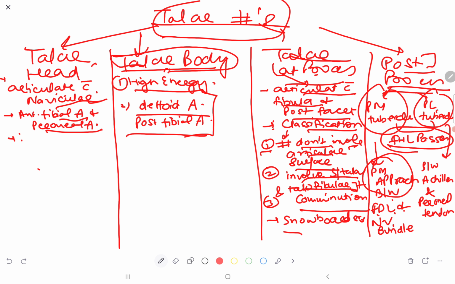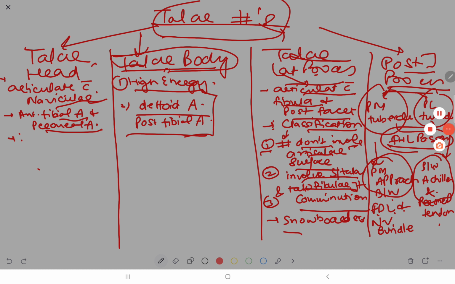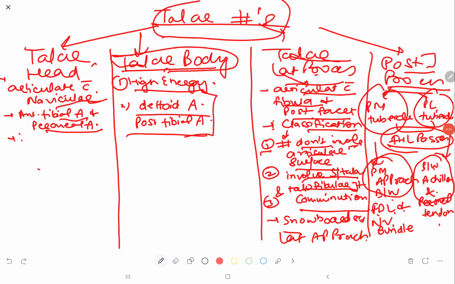For the posterolateral tubercle, the incision is given between the Achilles and peroneal tendon, that is the posterolateral approach. For lateral process fractures, a lateral approach is done in which the incision is given over the sinus tarsi, and the extensor digitorum brevis is reflected.